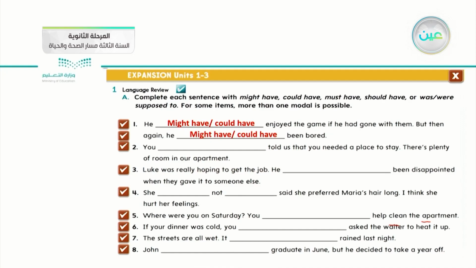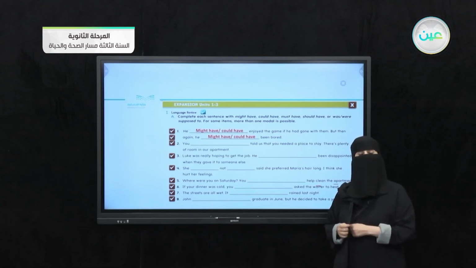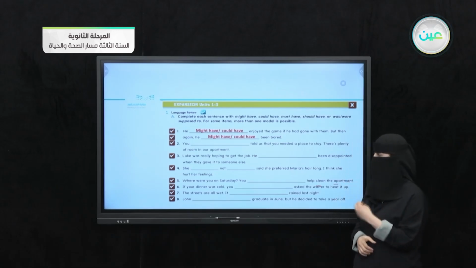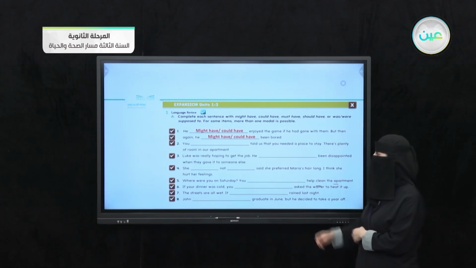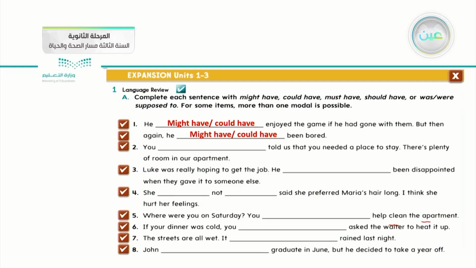Number two: you, space, told us that you needed a place to stay. There is plenty of room in our apartment. So what do you think is the suitable past modal for this sentence? We can use should as the right one. So you should have told us that you needed a place to stay. There is plenty of room in our apartment.